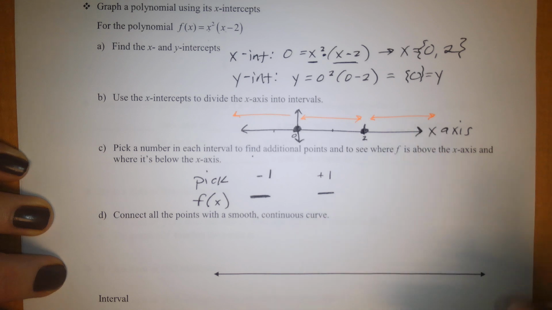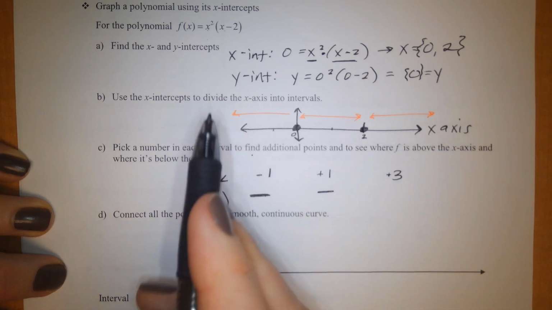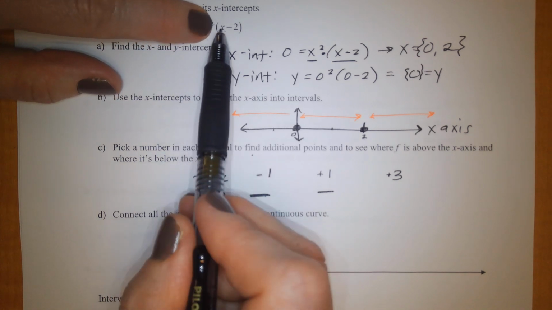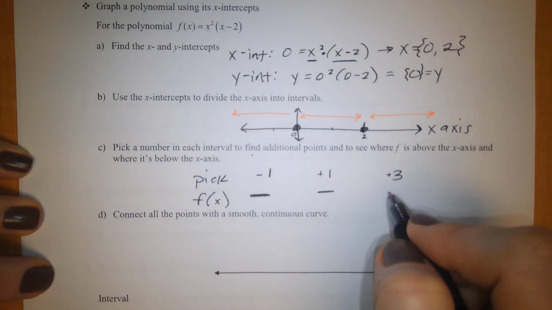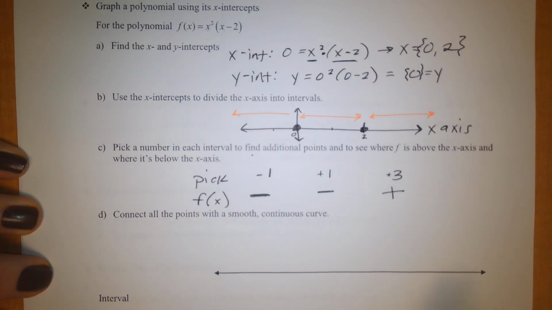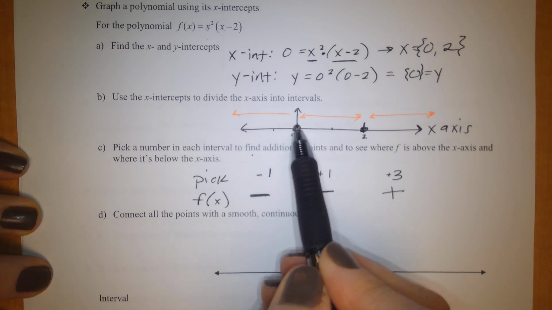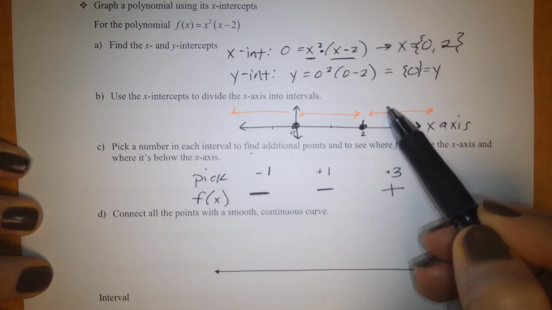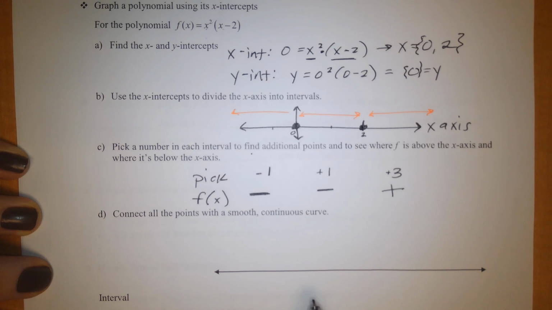So let's see what's happening on this side. Let's test the number 3. If we put a 3 into our function, 3 squared is positive. 3 minus 2 is positive. So positive times positive is positive. So again, negative, touches, negative, crosses through to become positive. And that's going to help us in graphing our graph eventually.